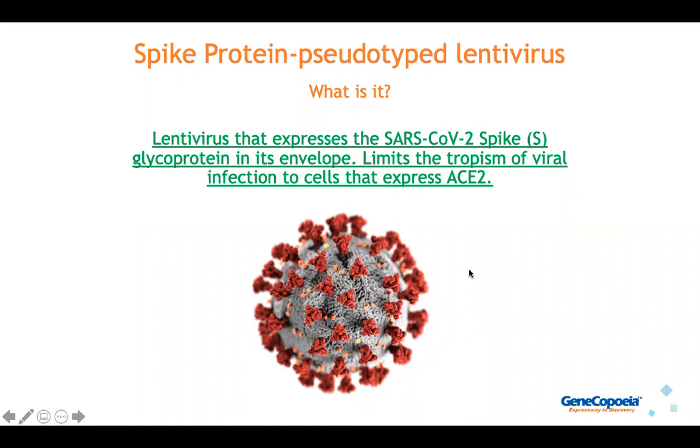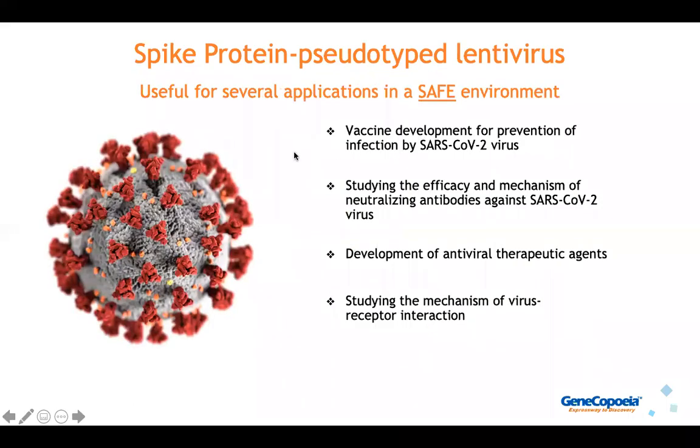So you can change the cellular tropism of lentivirus by changing the membrane protein to SARS-CoV-2 spike. So what is this useful for? Well, it's useful for several applications in a safe environment. Lentivirus is considered safe because even though it can infect cells in your body, it's engineered so that it cannot cause new viral replication once it infects cells.